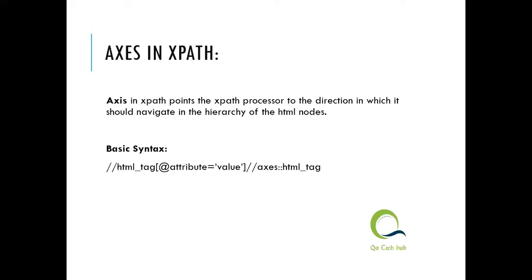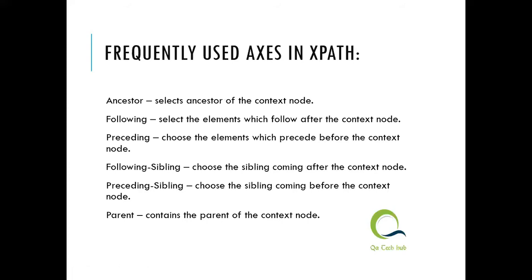Before that, let's first see how many types of axes we have. These are frequently used axes in XPath. Ancestor is when you have to select an ancestor, the forefather of any node. Then we have following, something which comes after; preceding, something which comes before; following-sibling, something which is a sibling and comes after; preceding-sibling, a sibling which comes before; and parent, which is the immediate parent.